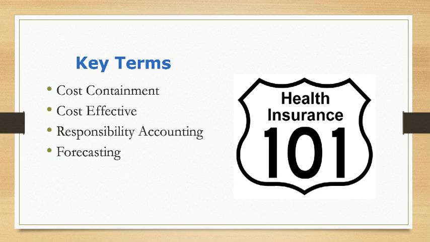So cost containment and being cost effective, we want to contain our costs as healthcare providers, and we want to provide a service that is worth what we are providing. So that's the cost effective piece of this. Responsibility accounting is really dealing with how we manage the expenses and how money is spent. And forecasting is the planning for how we're going to pay our bills as a healthcare organization based on historical data. The big ones here are the cost containment and cost effective elements, and to understand that you're responsible for that.